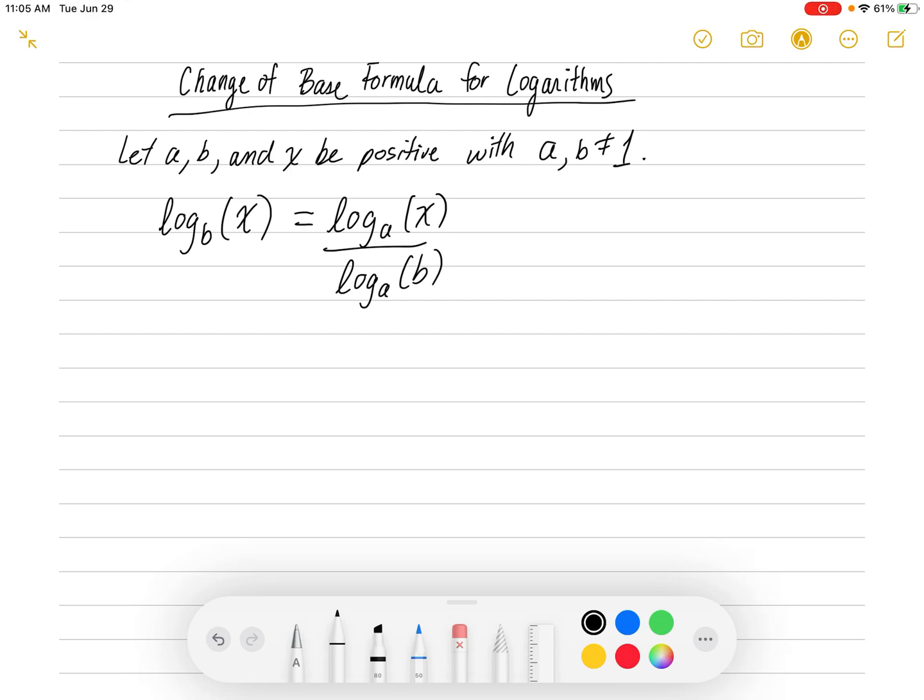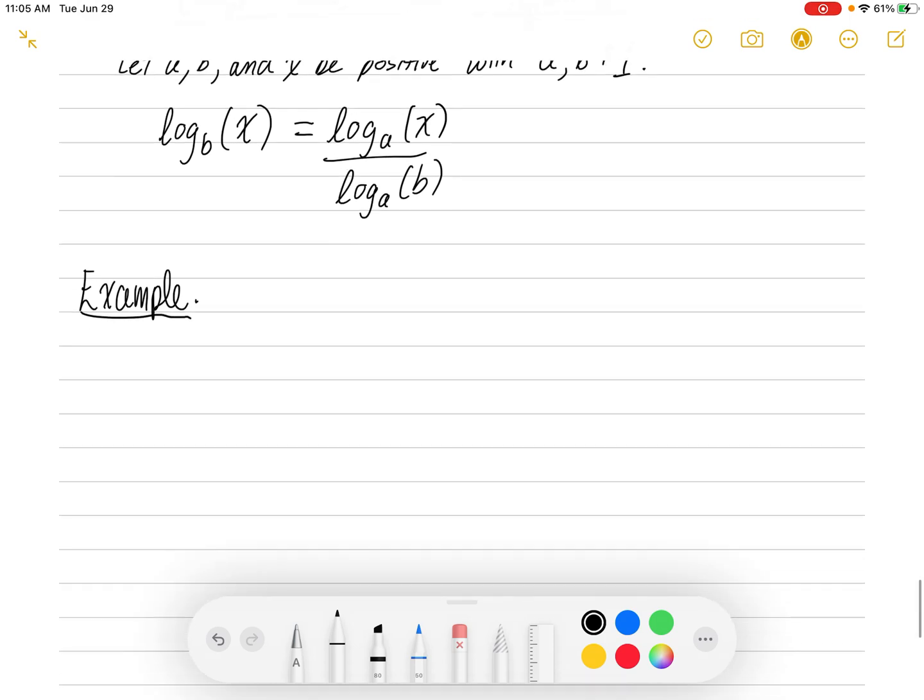So this is the very last property of logarithms we're going to look at. It's called the change of base formula, or the change of base property for logarithms. Let's say you have three numbers, a, b, and x. A and b are not 1, and a, b, and x are all positive. I can take the log base b of x and rewrite it as the log base a of x divided by the log base a of b.